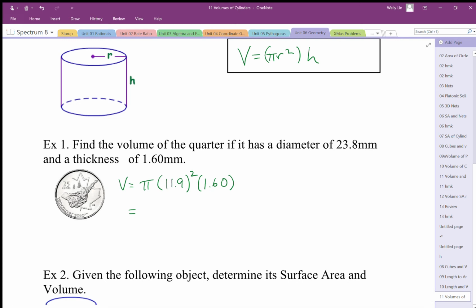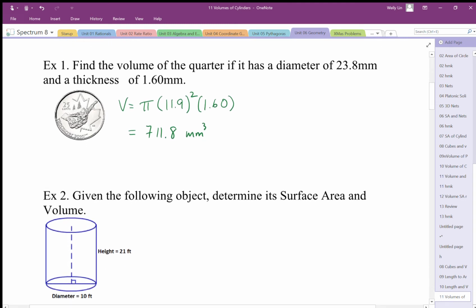So the calculator is going to give us pi times 11.9 squared times 1.6, and it gives us 711.8 cubic millimeters, approximately. So that's that many cubes. Think how small a millimeter cube is. They're really, really tiny. 711 of those will fit inside a quarter.